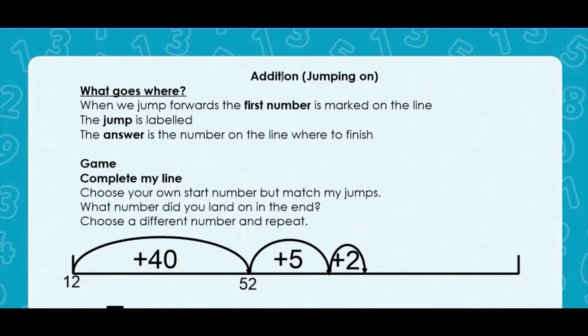Then I'm adding 5, 52 add 5, I know 2 add 5 gives me 7, got no 10s to add, 57. And then I'm adding 2, 57 add 2, I know in my head that's 59. So my answer would give me 59. What does your chosen start number give you? Two different numbers, have a go.